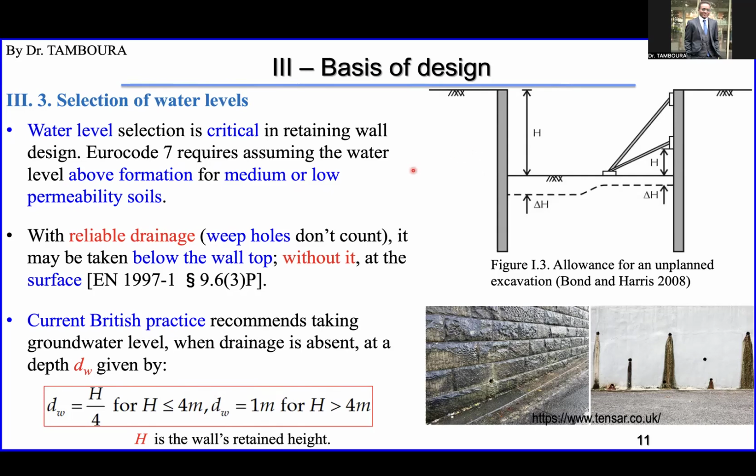Okay, so this is what the British Code is recommending. The depth of water, okay? So from the ground to inside, it is like that. So if H is smaller than 4, it means the depth is smaller than 1, right?